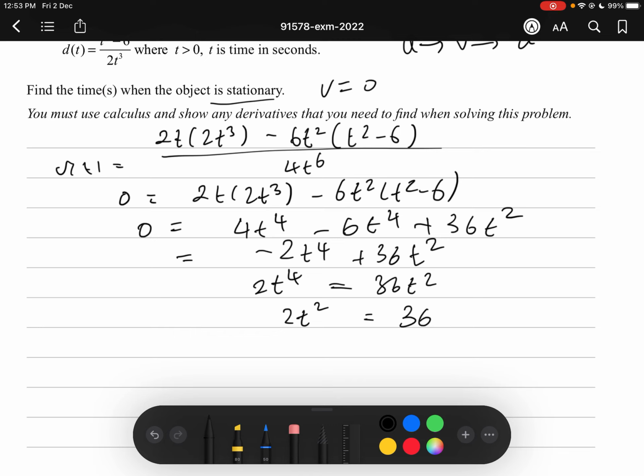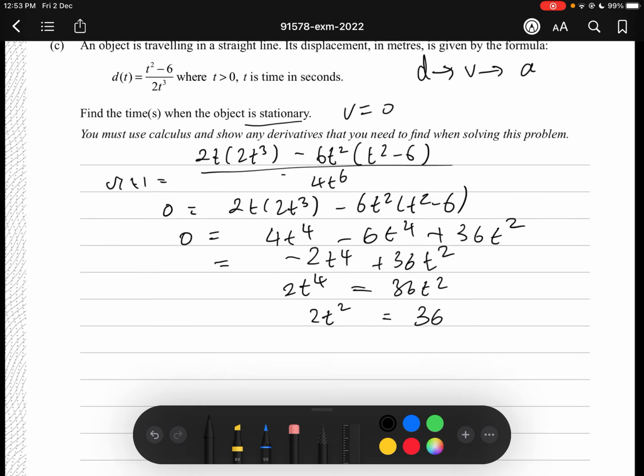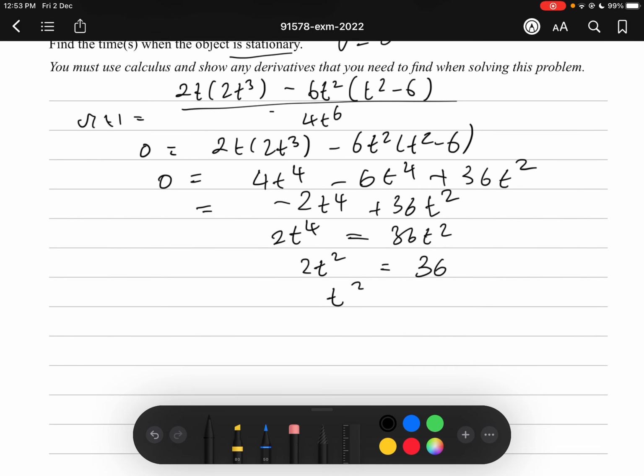Getting slightly different from before, so we have 2t. I think I made a mistake somewhere, so I have 2t multiplied by 2t cubed minus 6t squared, t squared minus 6. Sorry, apologies, give me a moment. I think I might have 2t times 2t. No, okay, this should be fine. Apologies. So we have t squared equals 18.